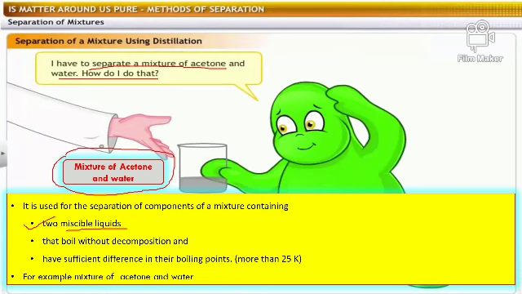So distillation is done for those liquids that boil without their decomposition, जो बिना डिकम्पोज हुए बॉयल हो सकें, and have sufficient difference in their boiling points, more than 25 Kelvin. So what is the main feature here? So at least the mixture जिसको हम components को अलग अलग करना चाहते हैं, उनके boiling temperature में minimum कितना difference हो, at least more than 25 Kelvin का difference हो.